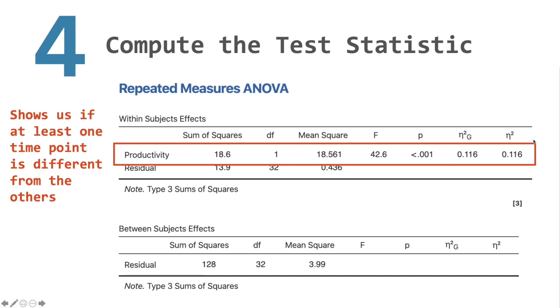And then we also have our effect size, which is the eta squared that we talked about before. So here, 0.116, that's telling us that the time variable, so in this case the time of productivity, accounts for roughly 12% of the variance in all of productivity. So time accounts for a lot of the variability in the outcome.